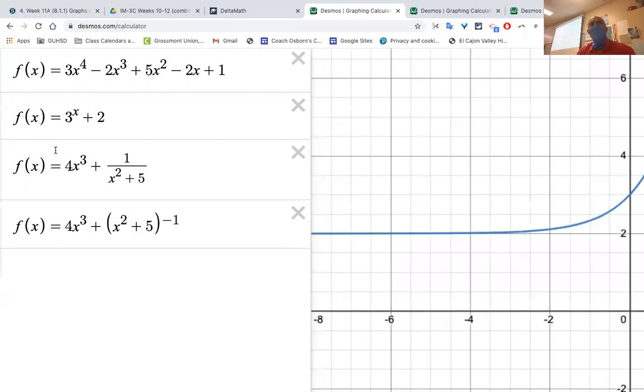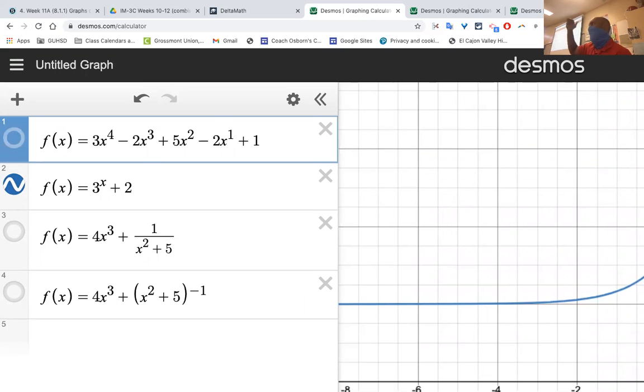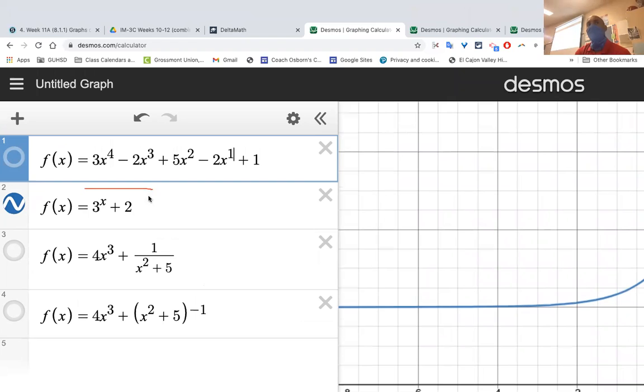Okay, the first one, that's a polynomial. Notice the pattern, 4, 3, 2, 1. And just remember the exponent on an x that's not written is a 1. Okay, so that's good. This next one, no. Because what's in the exponent? An x, a letter, a variable. But you shouldn't have a letter in the exponent of a polynomial.